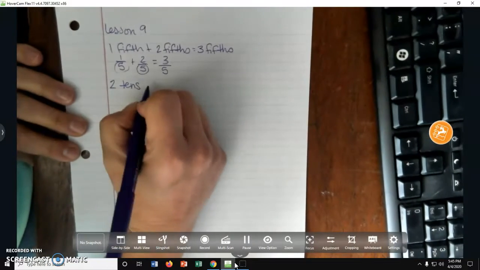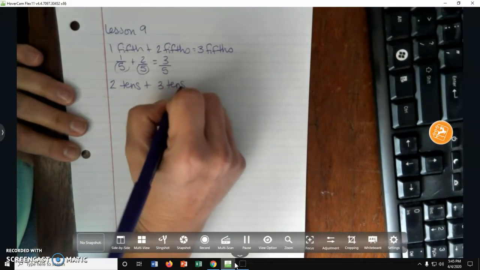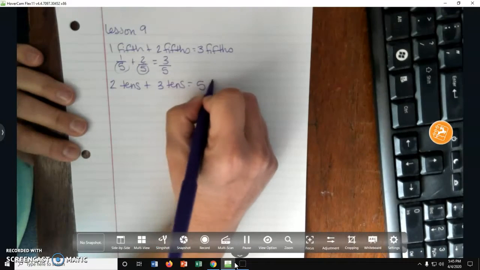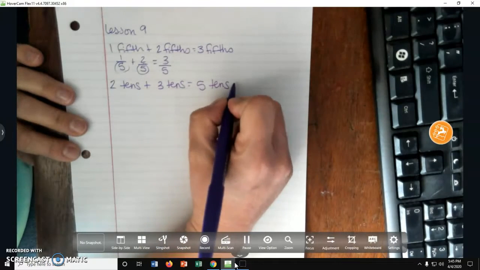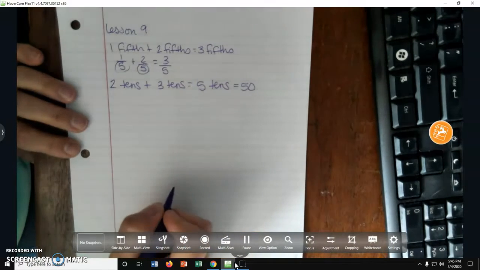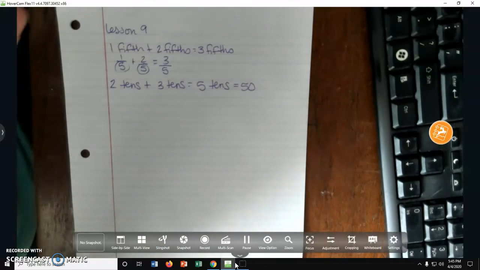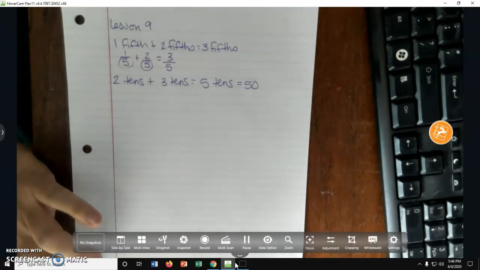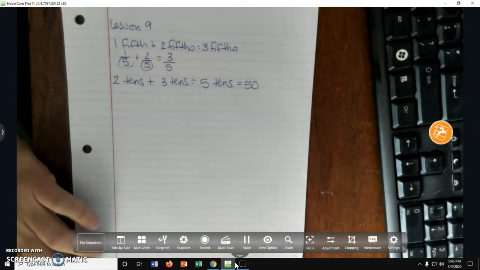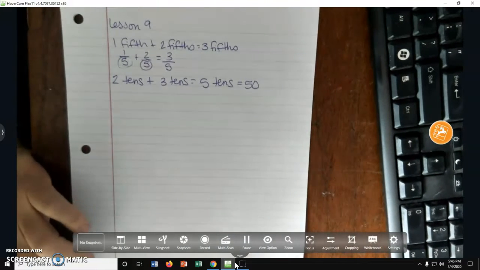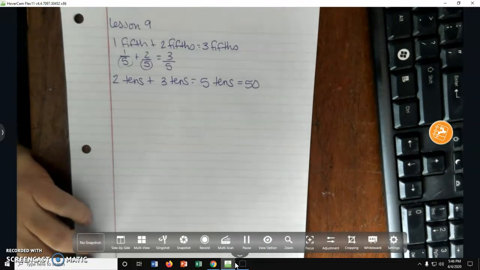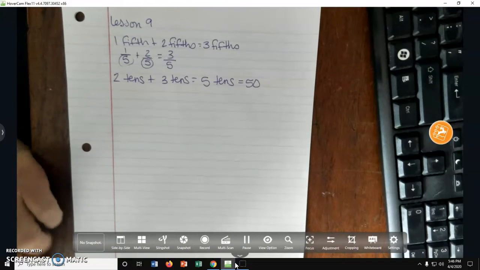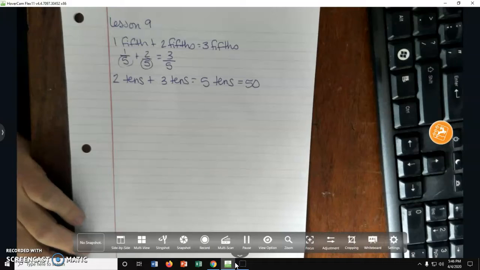So I can write 2 tens plus 3 tens is 5 tens. We know that 5 tens is 50. Just a reminder to be keeping all of that straight. All right, so for today's unit, it really is easy. I don't think you guys are going to have any problems with it, especially if you've been doing all of the work along the way. So let's look at our first problem. We're talking about making equivalent fractions.